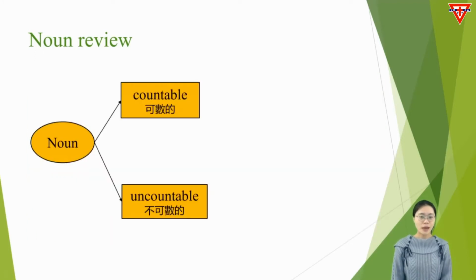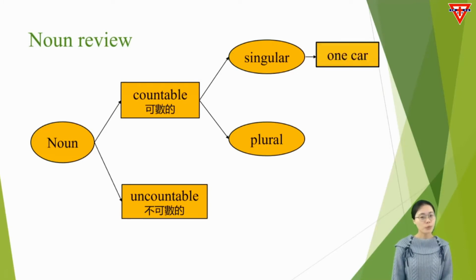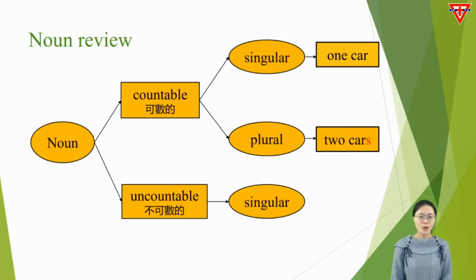A noun can be countable or uncountable. A countable noun has singular and plural forms, like 1 car, 2 cars, while an uncountable noun can be used only in a singular form. Therefore, we can say milk, but not milks.